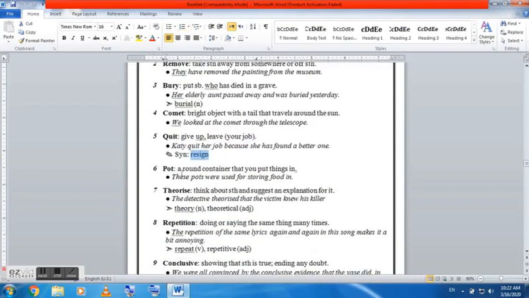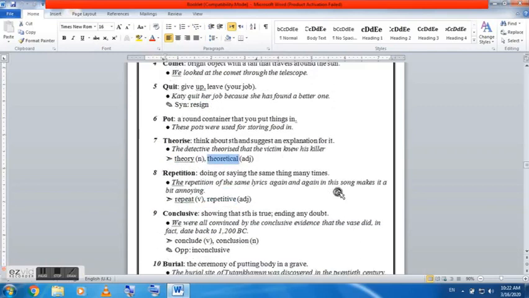Then we have a pot. A pot is a round container that you put things in. For example, these pots were used for storing food in. Then we have theorize, the verb of the noun theory, and the adjective of it is theoretical. Then we have repetition, which is to do something the same many times or more than one time. The verb itself is repeat, and the adjective is repetitive. Repetition itself is a noun.